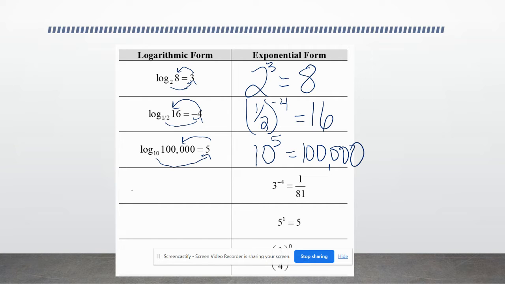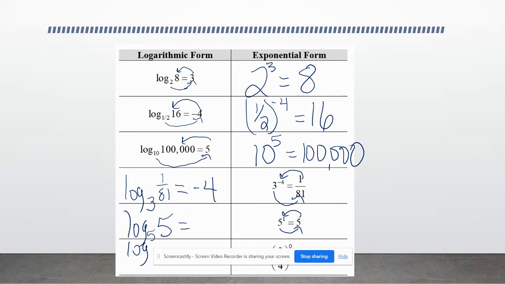I'm going to start these bottom 3 by writing log, log, and log. Still start on the left. Our base here is 3. Our log base is 3. Right, we have 1/81 equals center -4. Left is a base 5. Right, the answer is 5. Center, our exponent would be 1.